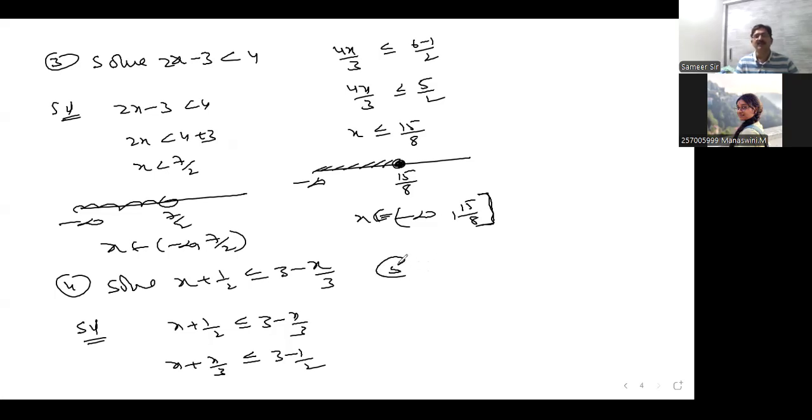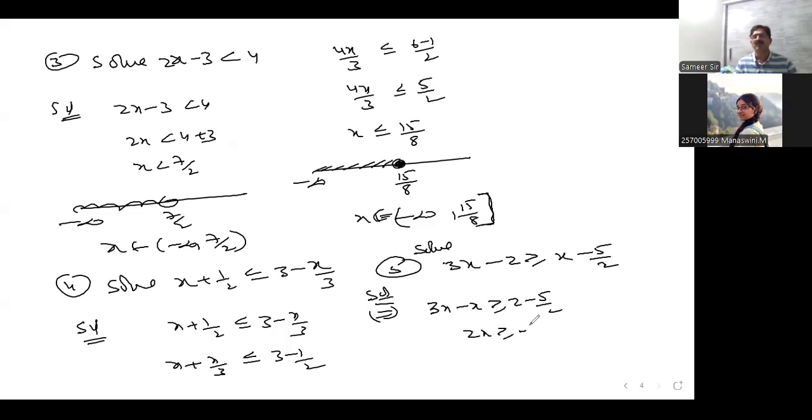I gave you five examples here. Something like 3x, same as it is. Solve 3x minus 2 greater than or equal to x minus 5/2. Suppose it is like this, no need to worry. You can write 3x minus x greater than or equal to 2 minus 5/2. So 2x greater than or equal to minus 1/2, so x is greater than or equal to minus 1/4. On the number line, you plot minus 1/4 and it will go up to infinity.